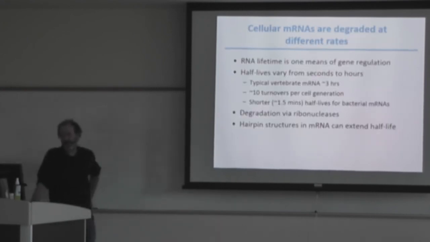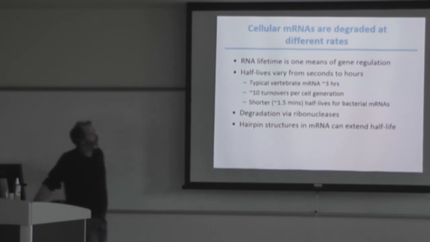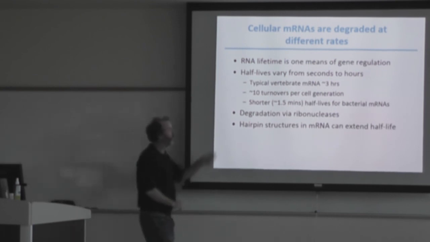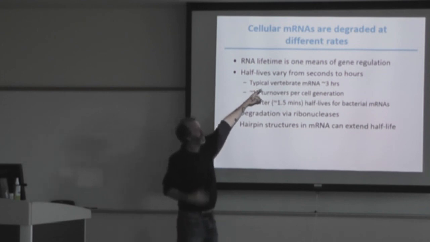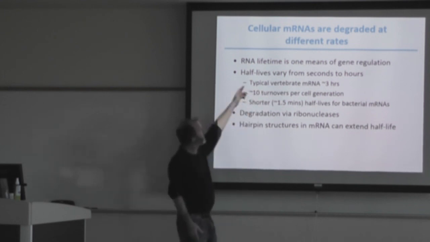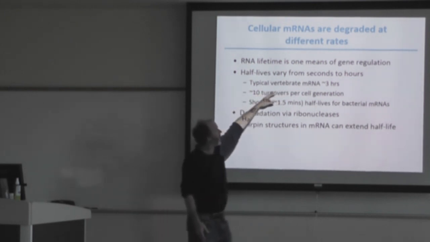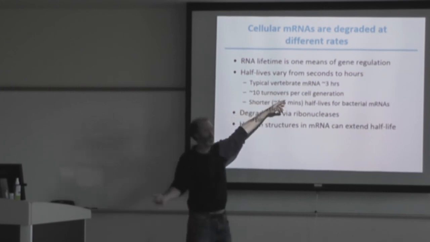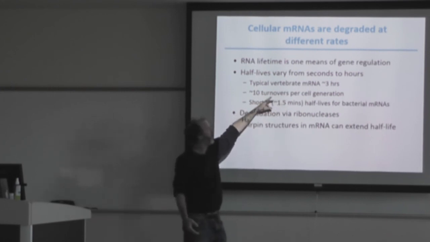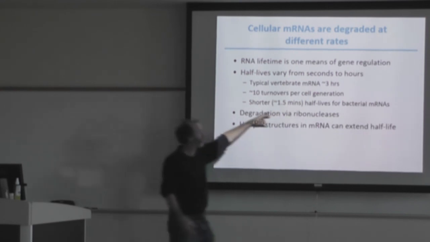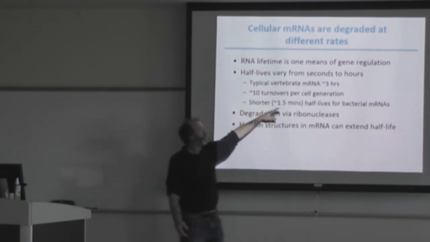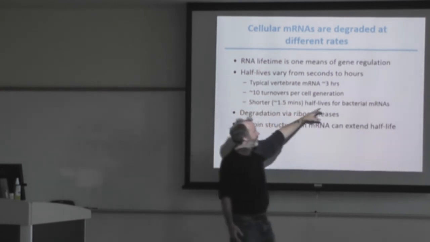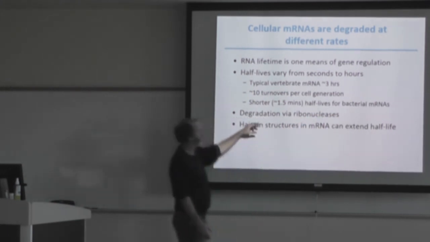So cellular mRNAs are degraded at different rates, right? Well, the RNA lifetime is one means of gene regulation. How do they do this? They vary from seconds to hours. Typical vertebrate mRNAs last about 3 hours, 10 turnovers per cell generation. Shorter, 1.5 minute half-lives for bacterial mRNAs.